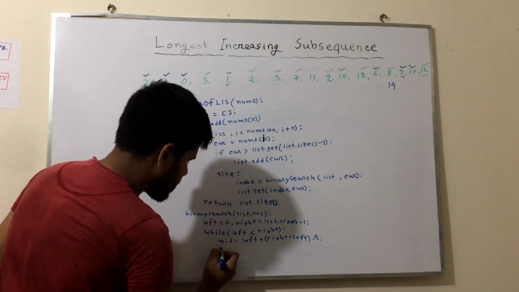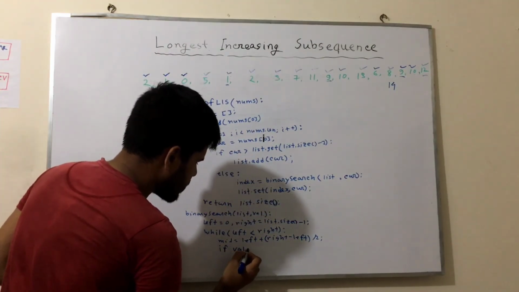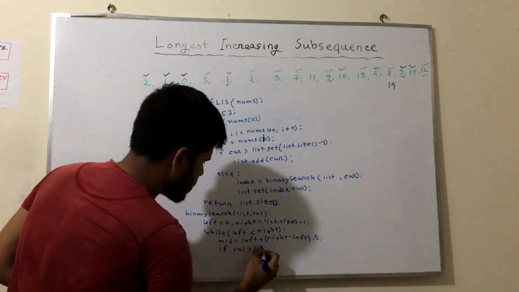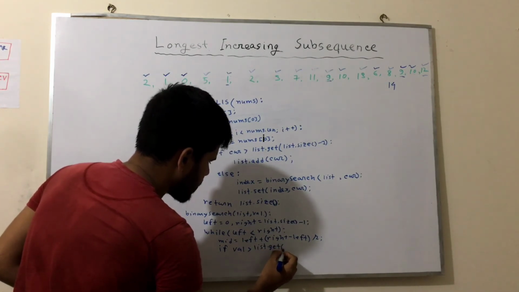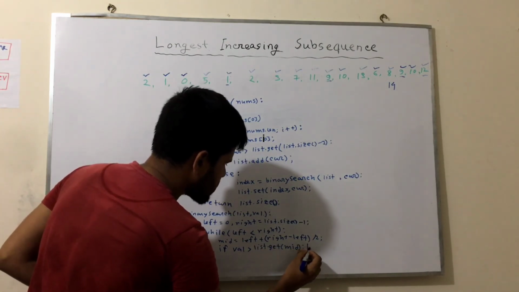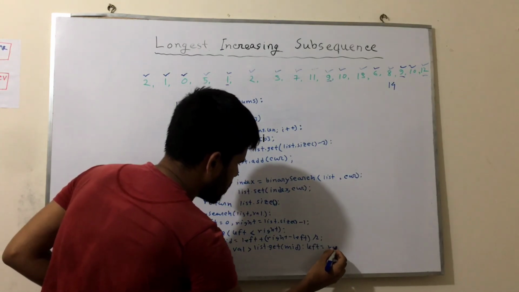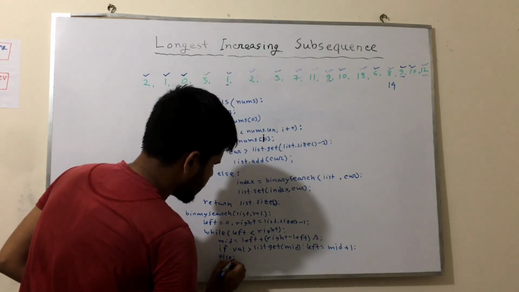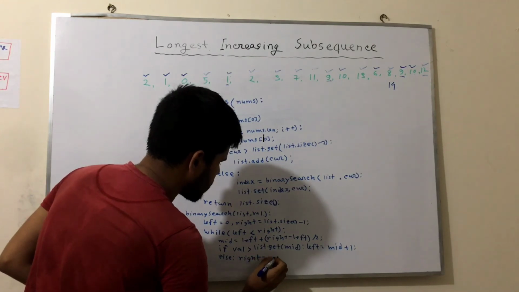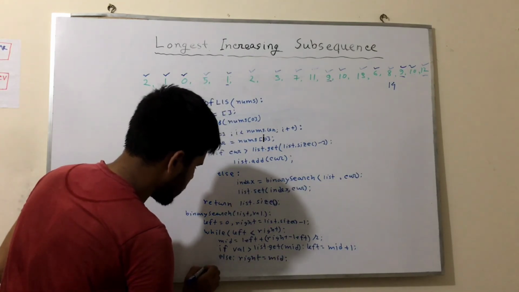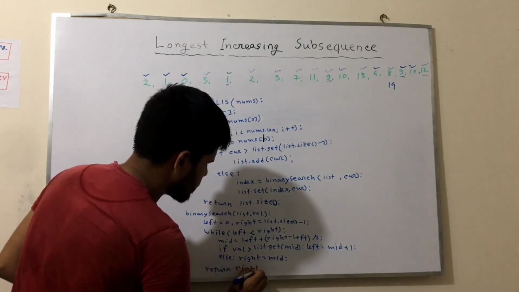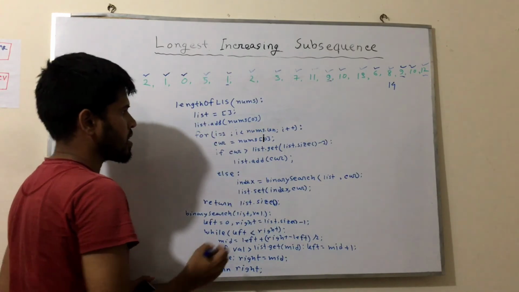Now if the value is greater than the middle value, list dot get mid, then we will shift left to middle plus 1. This is our binary search algorithm. Otherwise, else we will shift right to middle, and at the end of this while loop we will return the right. This is your binary search algorithm.